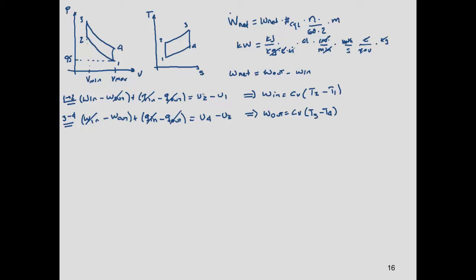Since this is a constant specific heat, we can get both of these temperatures because we already have temperature 1 and we have temperature 3. The other two can be found with isentropic relations. So how to get them? T2 over T1. Recall that we have this relation of V1 over V2 to K minus 1, and we can solve for T2. We don't have the volumes, but we do have the compression ratio, which is the ratio of these volumes.